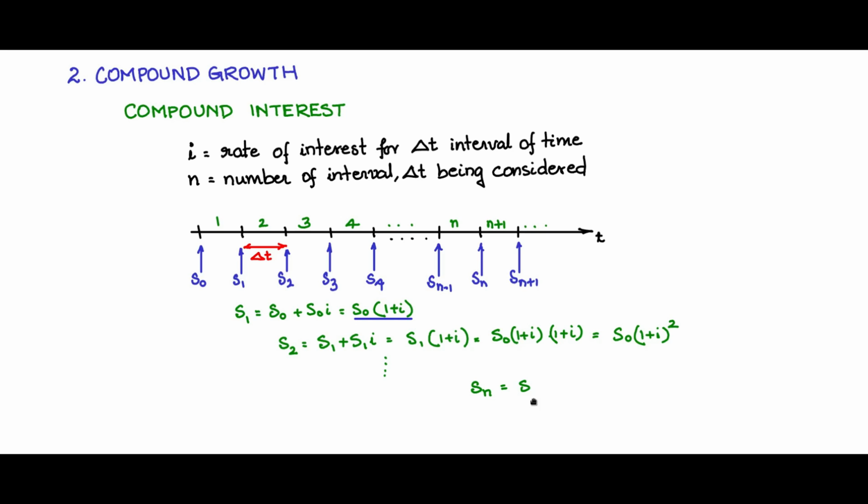So in the same way, Sn will be S naught into (1 plus I) whole to the power of n. So this formula, this equation, is the compound interest equation. If S naught is the starting value, I is the rate of interest for each interval, and n is the number of intervals. So if delta t is 1 year, n will be the number of years. If you began with S naught, at the end of the nth year the sum would have grown to S naught (1 plus I) to the power of n.